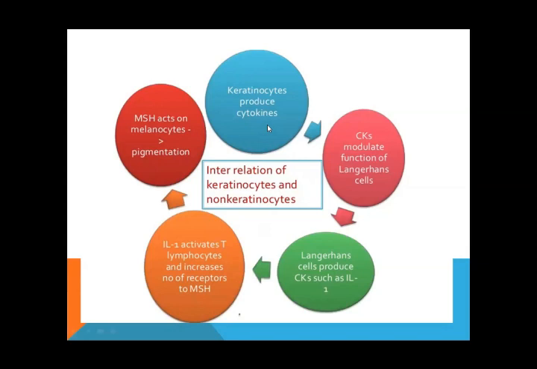Interrelation of keratinocytes and non-keratinocytes. Keratinocytes produce cytokines. Cytokines modulate the function of Langerhans cells. Langerhans cells produce cytokines such as interleukin 1, and interleukin 1 activates the T lymphocytes and increases the number of receptors to melanocyte stimulating hormone, and melanocyte stimulating hormone acts on the melanocytes and pigmentation.